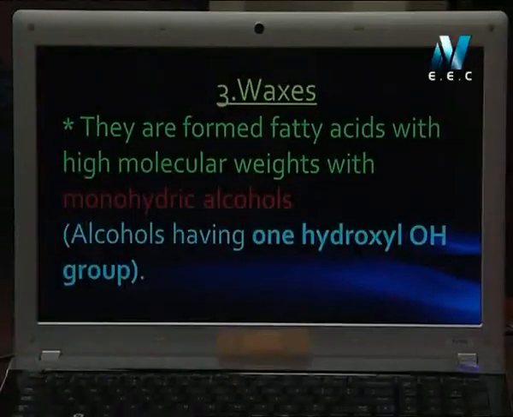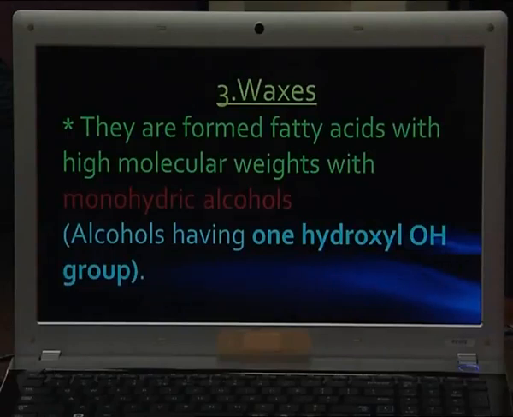The third simple lipid we call wax. Wax here is formed of fatty acid with high molecular weight with monohydroxyl alcohol. The alcohol here has only 1 hydroxyl, not 3. So the alcohol has 1 hydroxyl OH. Again, wax is the third simple lipid we call wax.